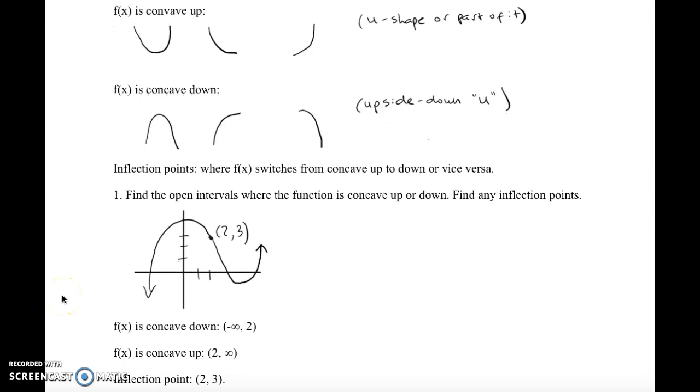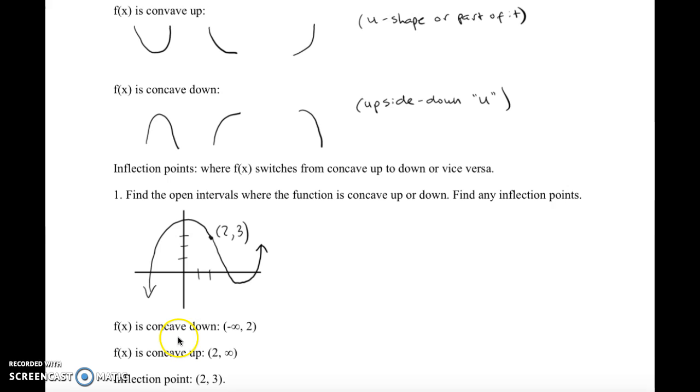So if we want to find the open intervals where the function is concave up or concave down, we're given this graph here, so no actual equation, and we're given the point (2, 3). So f of x is concave down from negative infinity until it hits this point (2, 3), which is our inflection point. At this inflection point is where the turn occurs, and we're concave up from 2 to positive infinity. This is exactly where that switch happens from concave down to concave up.